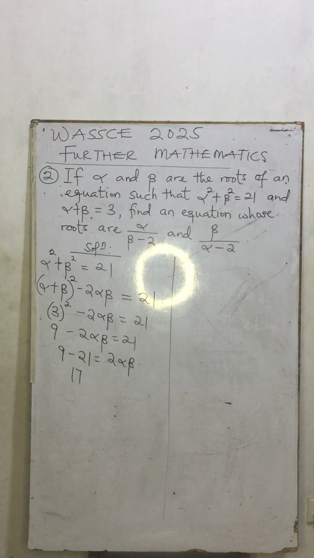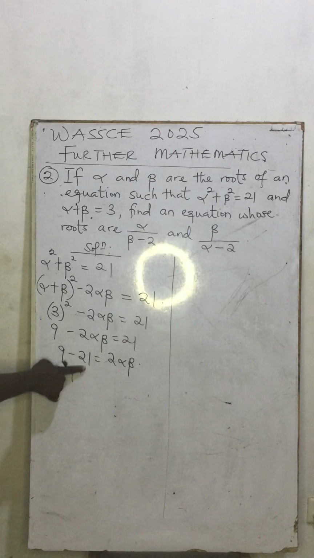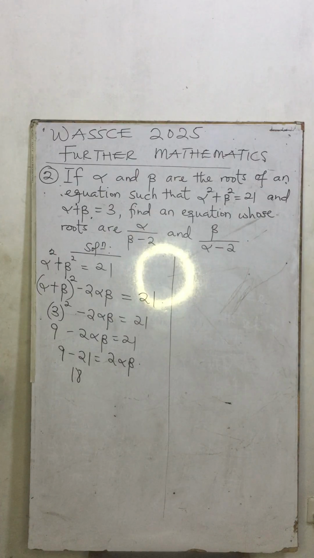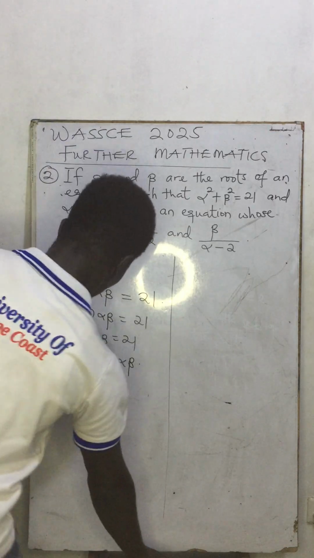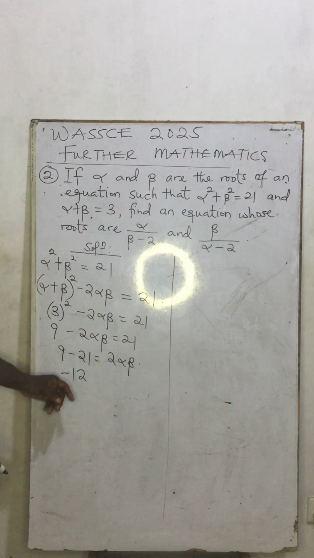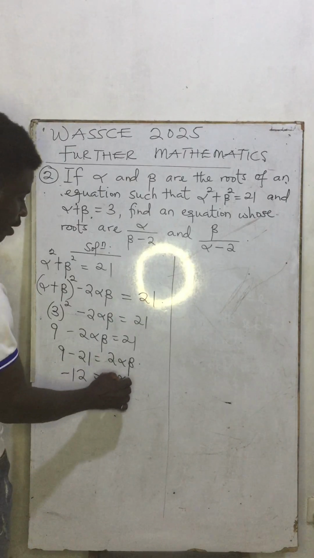9 minus 21 is just negative 12, which is equal to 2 alpha beta.